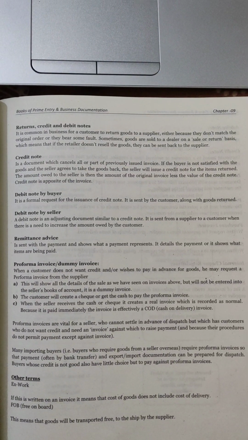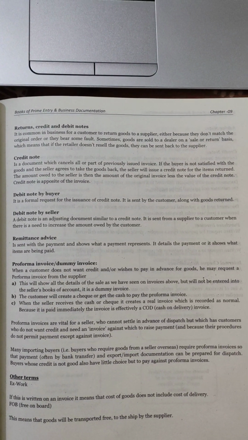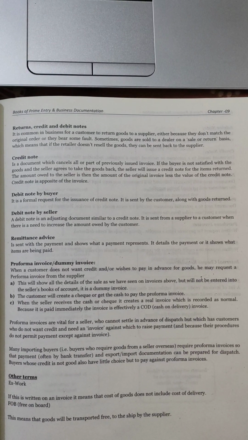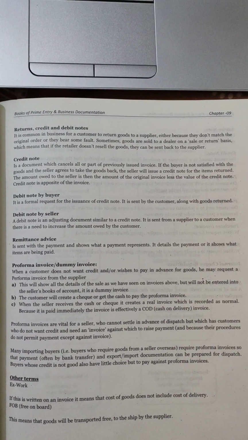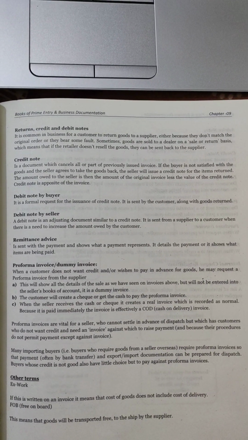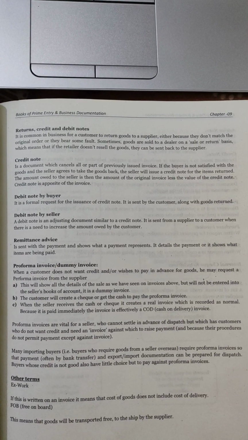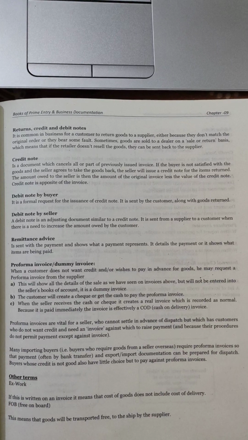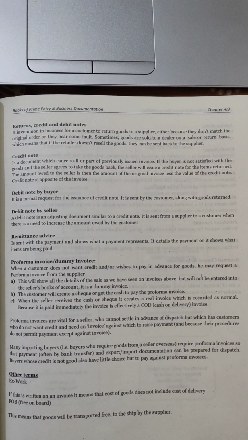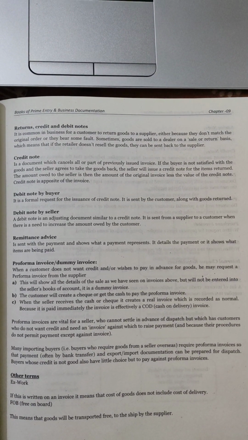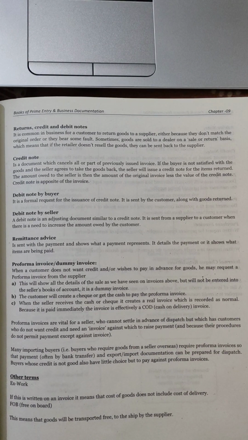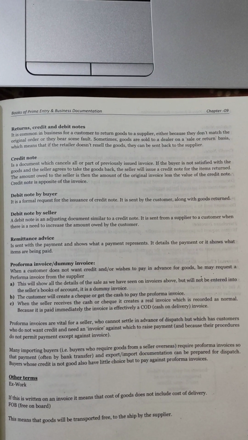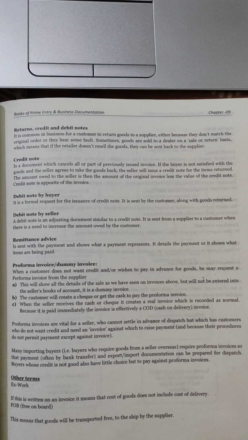And then there is the debit note by the buyer. It is a formal request for the issuance of a credit note. It is sent by the customer along with the goods returned. And the debit note by the seller: a debit note is an adjusting document similar to a credit note. It is sent from the supplier to a customer when there is a need to increase the amount owed by the customer.